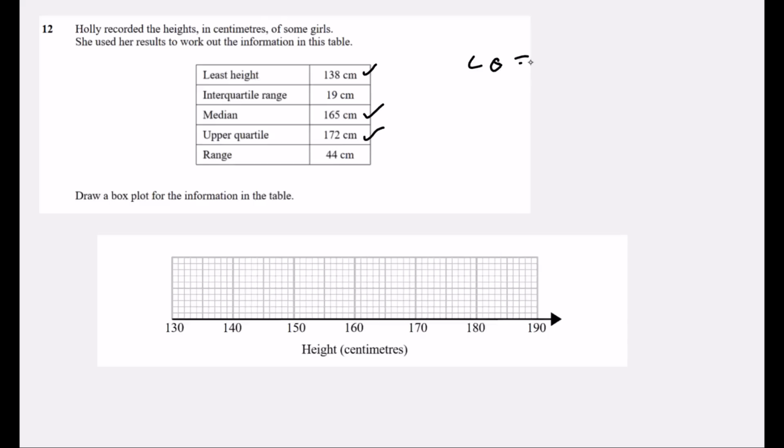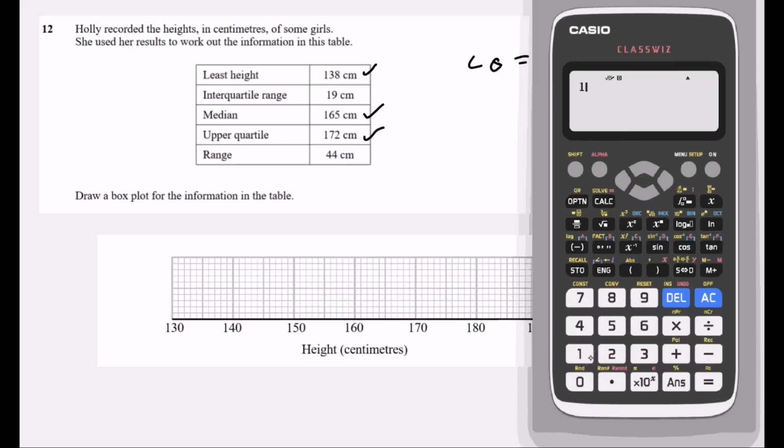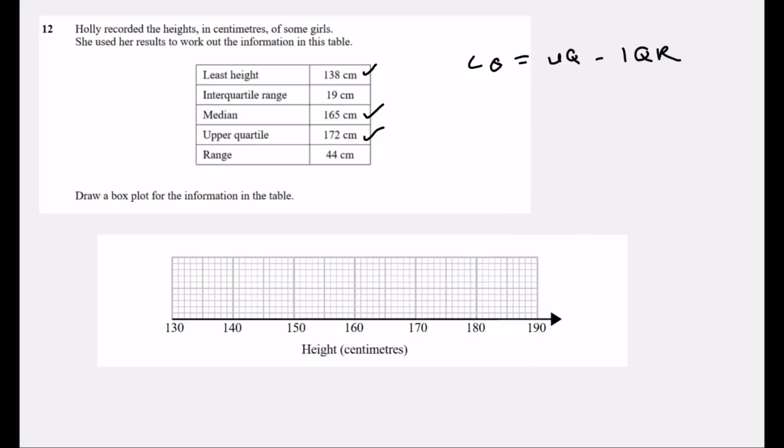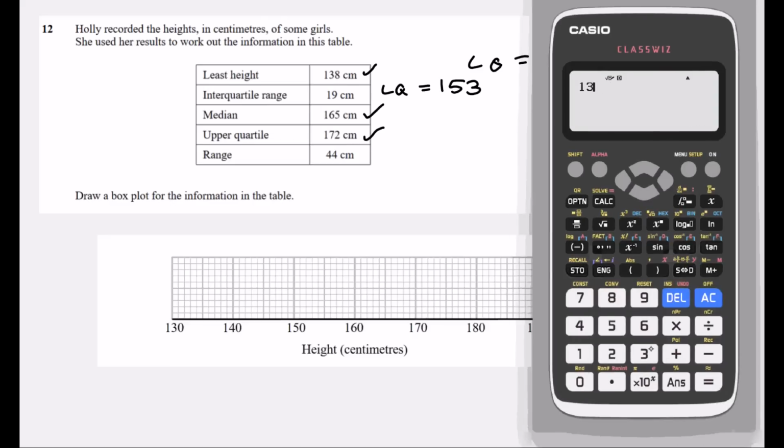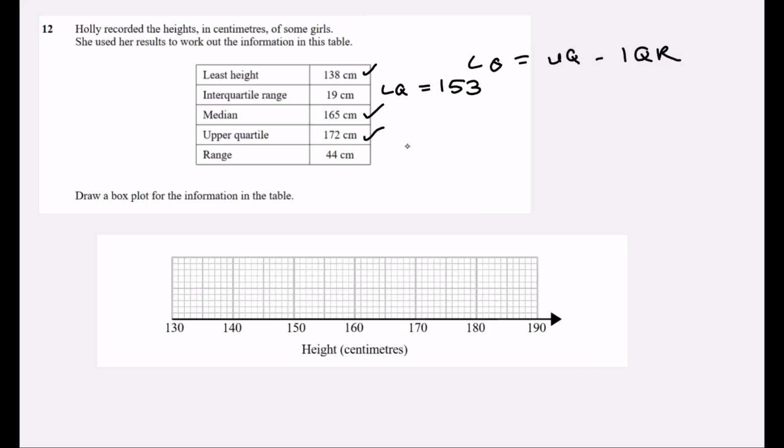So the lower quartile we can find by doing the upper quartile take away the interquartile range, because the interquartile range is the distance between the lower quartile and the upper quartile. So 172 take away 19 is 153. So the lower quartile is at 153. And we've got the lowest, we need the highest. So we can do the lowest plus the range, which will give us the highest. 138 plus 44 is 182.